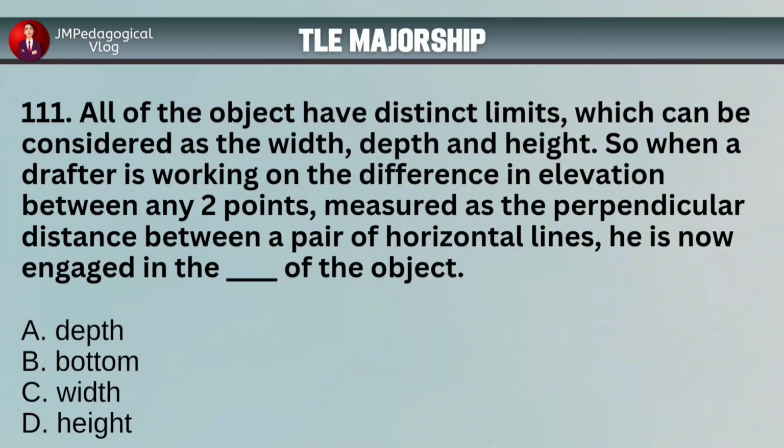111. All of the objects have distinct limits, which can be considered as the width, depth and height. So when a drafter is working on the difference in elevation between any 2 points, measured as the perpendicular distance between a pair of horizontal lines, he is now engaged in the of the object. A. Depth, B. Bottom, C. Width, D. Height. D. Height.